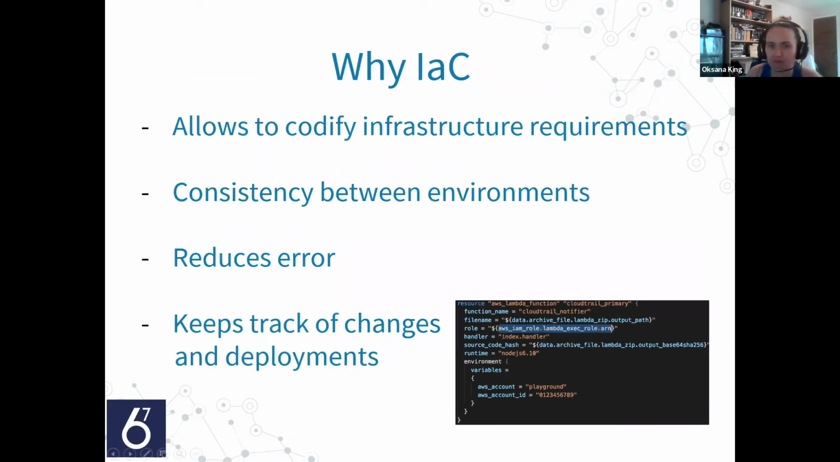Some other reasons why infrastructure as code is important. It allows us to codify our infrastructure requirements into files that are readable by machines. So anyone new to a project can examine the project infrastructure as code and understand how it's configured. By using code to generate infrastructure, the same environment can be recreated multiple times. And this helps to reduce error, and it also keeps consistency between environments.